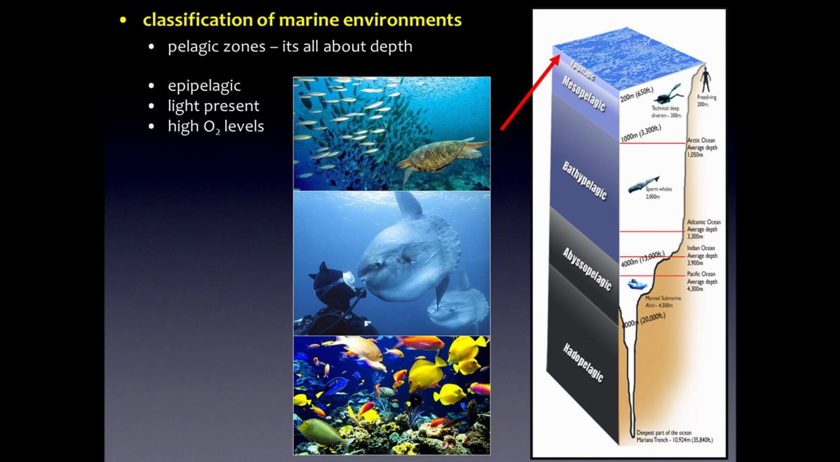So at the upper surface, and we have a little chart here on the far right that shows the different zones and the approximate depths to which they extend. We have the epipelagic. As I said, there's enough light present in the upper portions of the epipelagic zone.